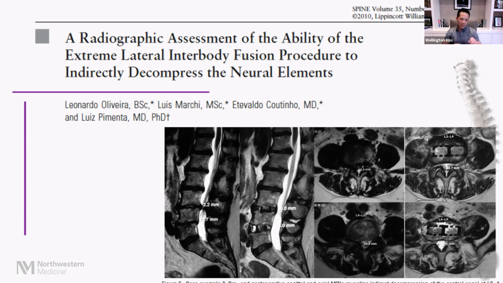If you have somebody with a very tall disc space and a very narrow canal, the likely reason for that narrow canal is congenital stenosis, because if it's not coming from the disc, the other option is that the patient has short pedicles. If you do a lateral interbody fusion in that patient, you're not going to get any decompression of that canal because you're not going to gain any more height than that patient had already. So an important distinction to make.